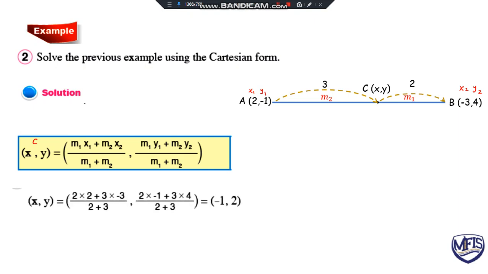So we substitute the values: m1 is 2, multiplied by x1, which is 2, plus m2, which is 3, multiplied by x2, which is -3, over m1 plus m2, which is 2 plus 3, and 2 times y1, which is -1, plus 3 multiplied by y2, which is 4, over m1 plus m2, which is 2 plus 3, which is equal to -1 and 2 also.